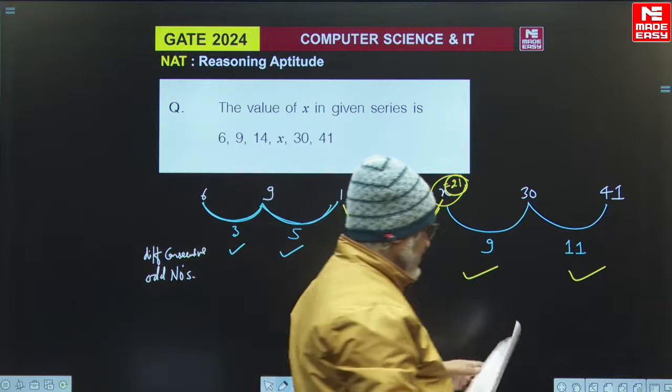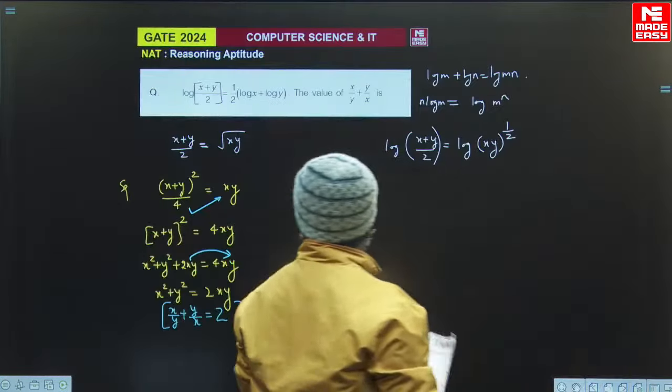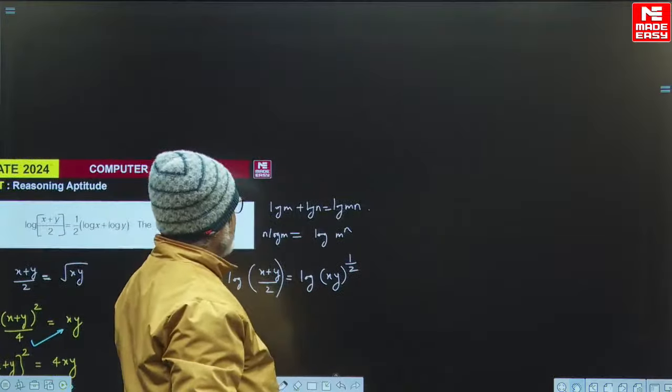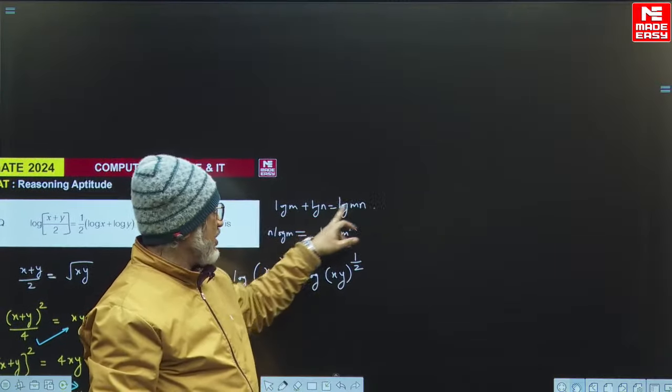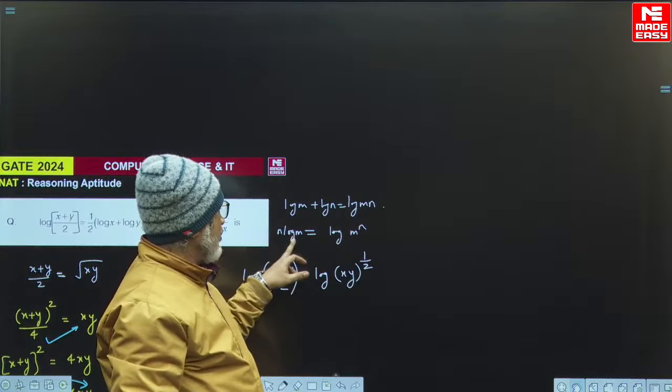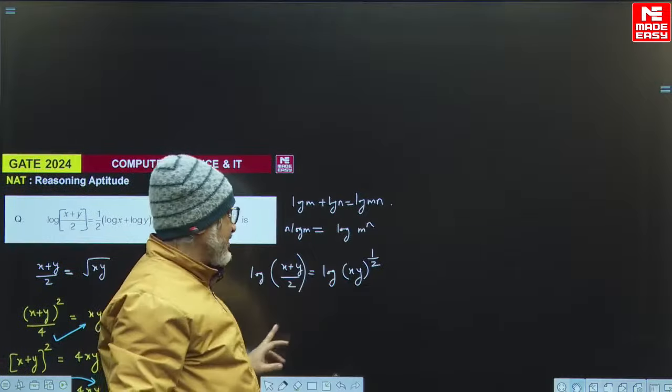A standard one. Now we need to understand the fundamental rule: log m plus log n is equal to log mn, and n log m is equal to log m to the power n, right?